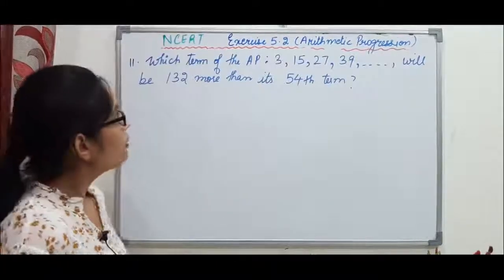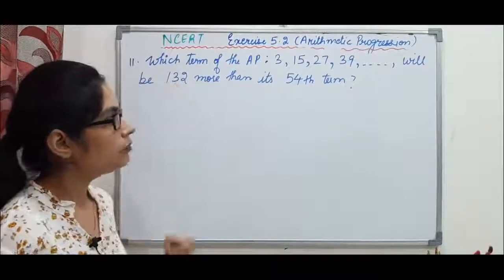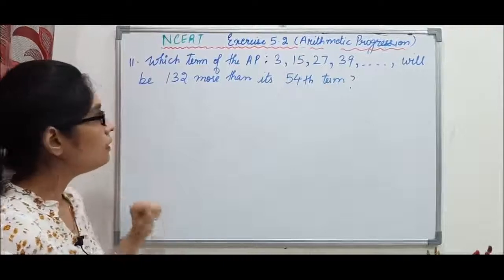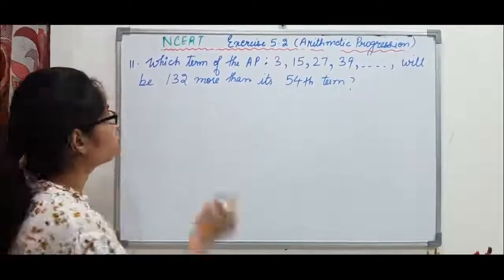In 11th question it is given, which term of the AP, the sequence is given, will be 132 more than its 54th term.